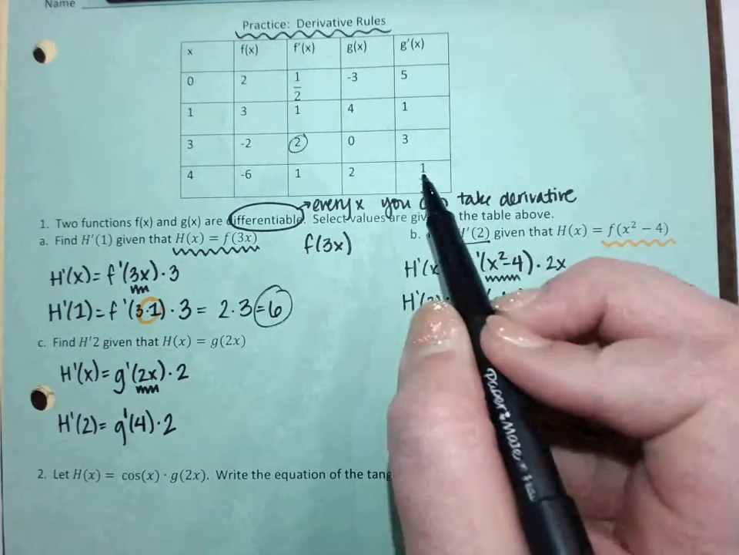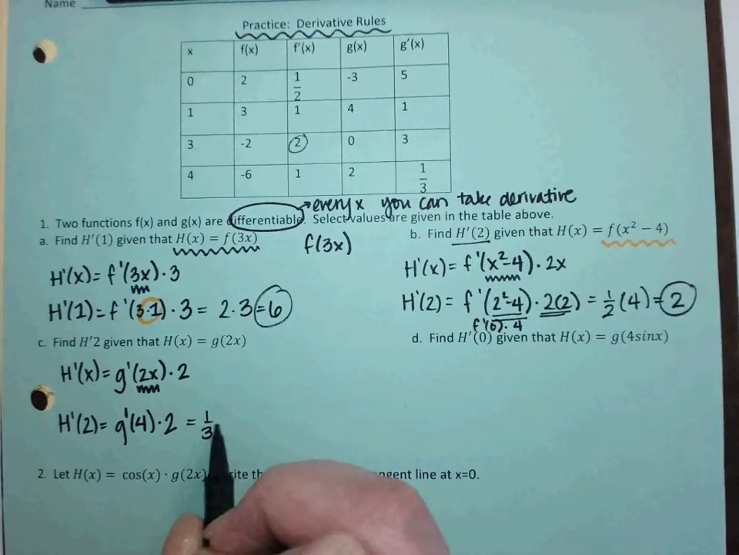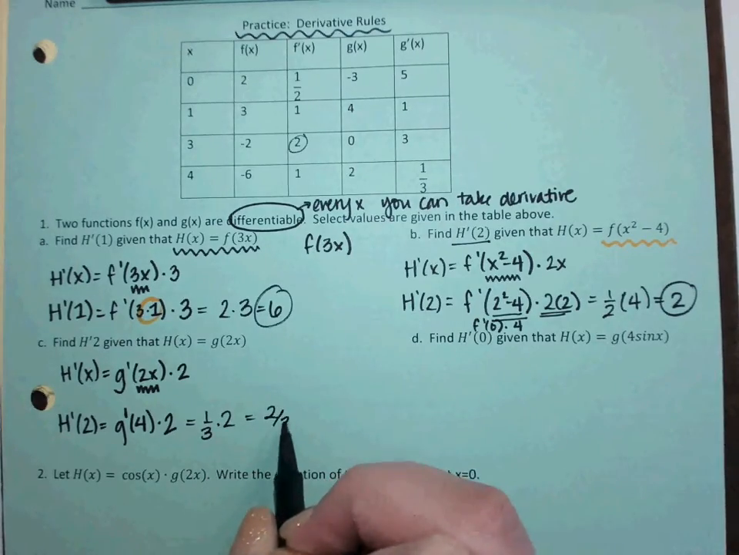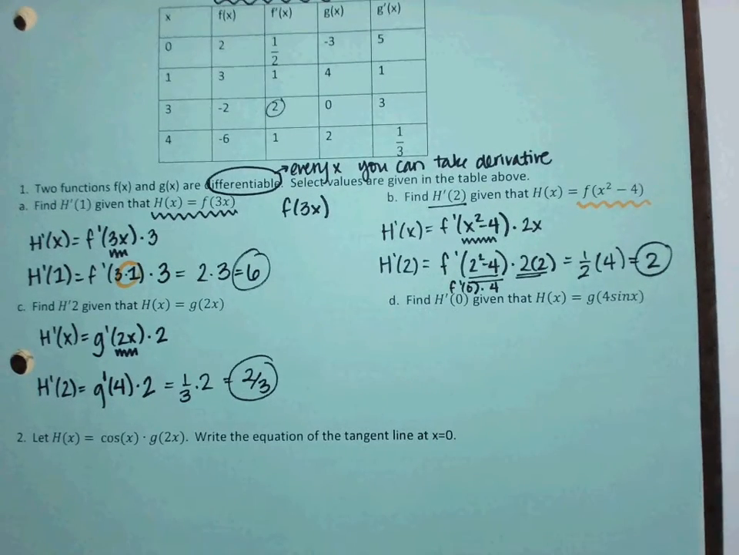4 g prime is a third. Times that by 2. A third times 2 is 2/3. Good? Okay, try letter D.